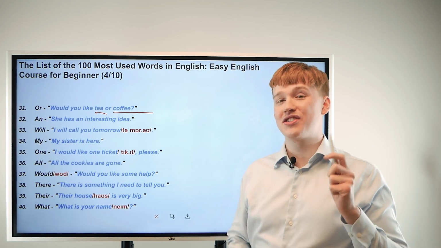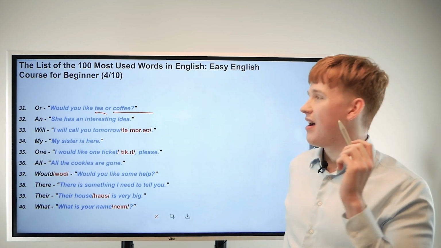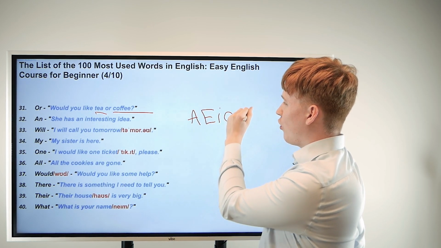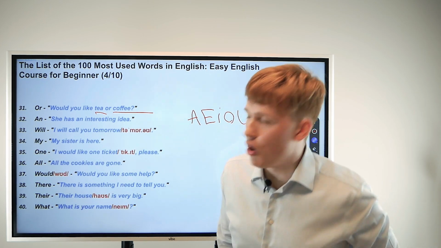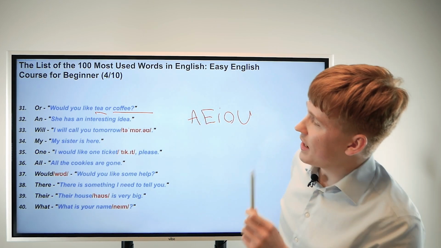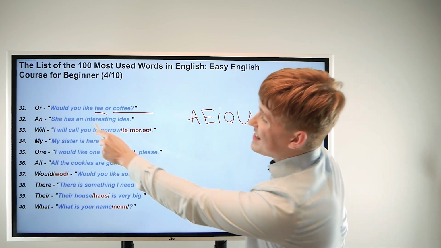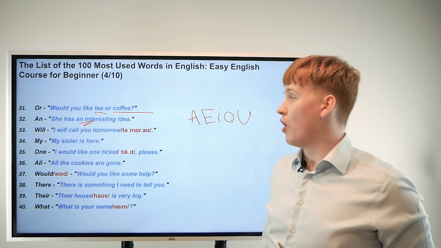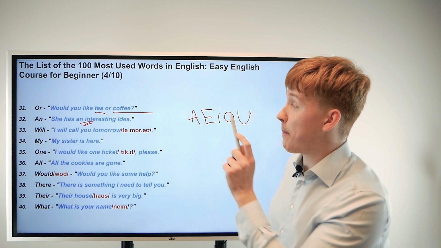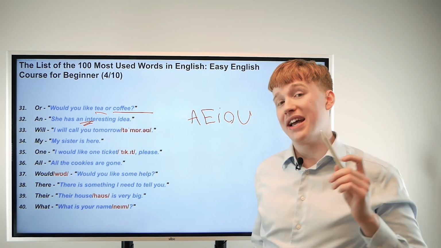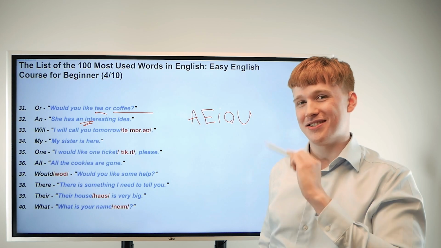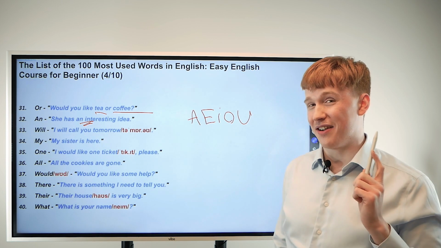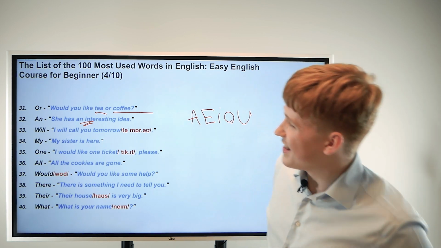Okay, next up we have an. An is very similar to a, but when we have a vowel, which is a, e, i, o, or u, starting the word after, we will say an. So an interesting, you see, an interesting idea. And there are some words when we will use an when it doesn't appear to have a vowel, but you will hear the sound of a vowel starting the next word. And that is important to know, because some words sound like a vowel, but they're not written as a vowel. There we go.